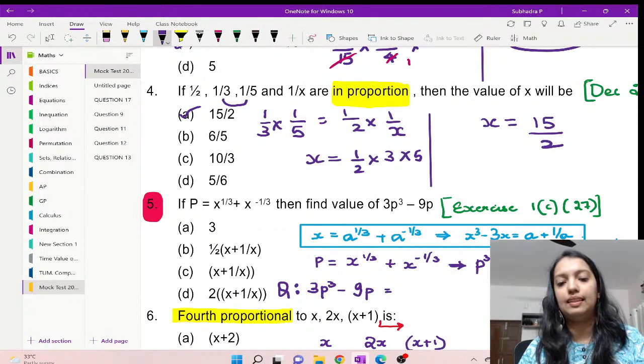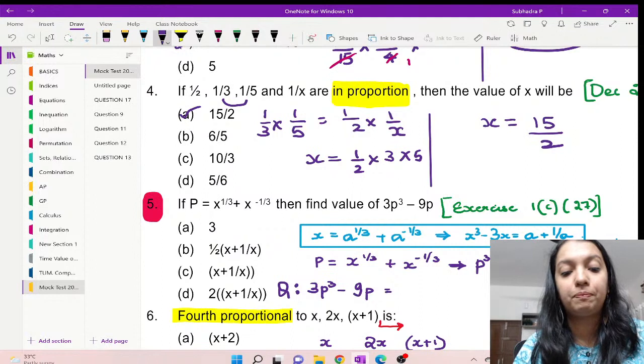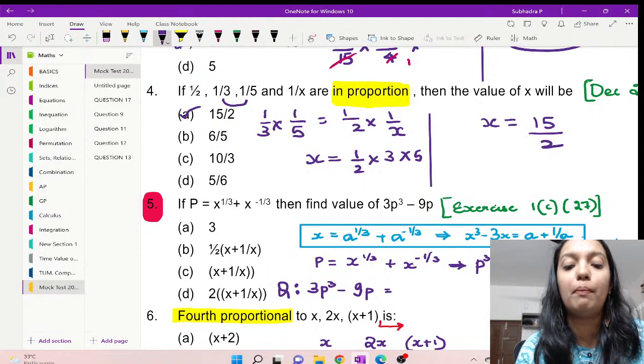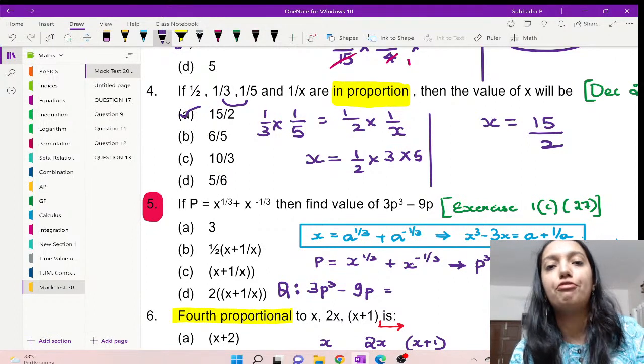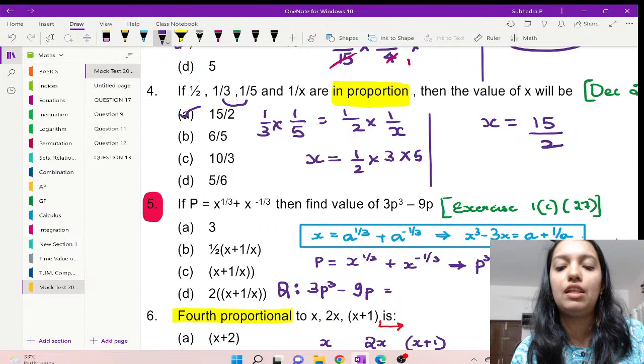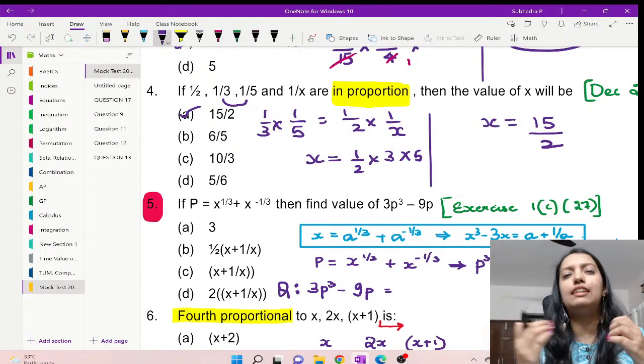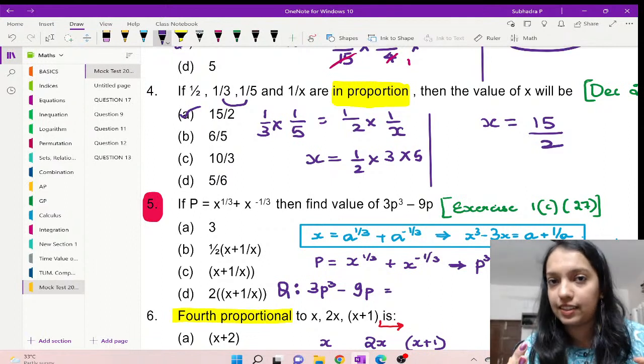What is the mistake in this question? I am discussing that. They have given the value of p is equal to x to the power 1 by 3 plus x to the power minus 1 by 3. You have to find the value of 3p cube minus 9p. Now, we already know certain general laws of indices, correct?